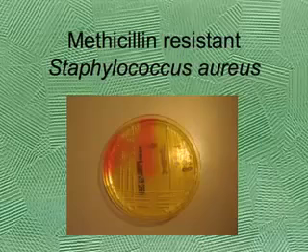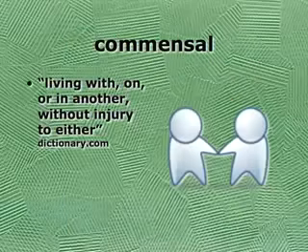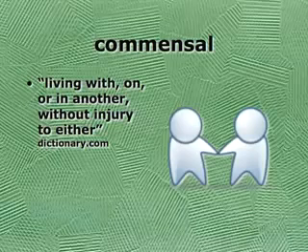Methicillin-resistant Staphylococcus aureus, or MRSA, is a frightening new pathogen. Where did it come from? Evolutionarily speaking, we invited it to live with us. It turns out that we have a commensal or mutually beneficial relationship with it, along with many other bacteria.